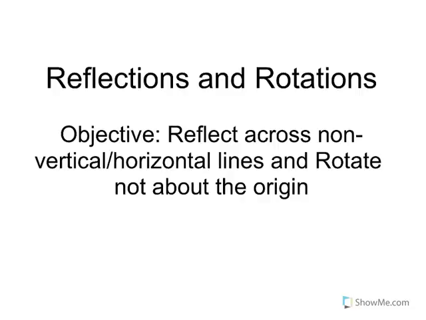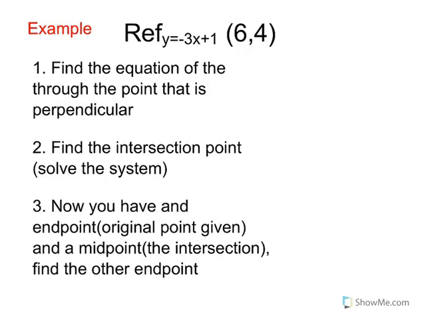So today we're going to talk about different kinds of reflections and rotations problems than what we've done so far. We're going to be reflecting across a non-horizontal or vertical line, so a diagonal line, and we're also going to be rotating around a center that is not the origin. So this is the first example that I want to look at.